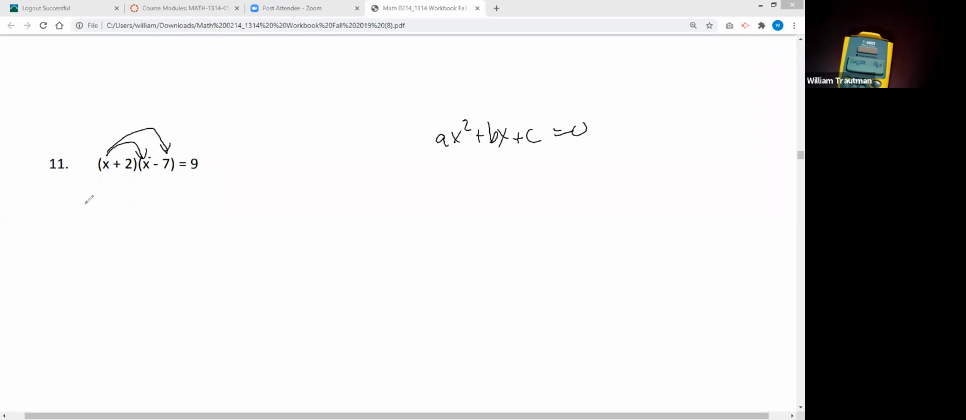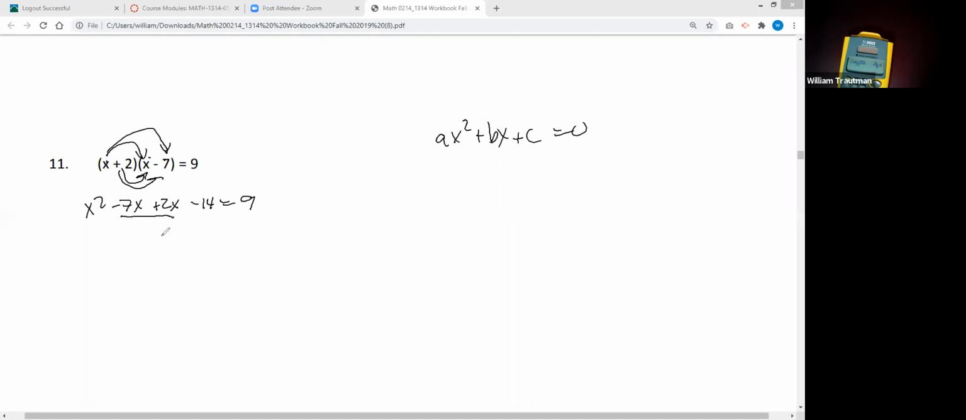x times x is x squared. x times -7 is -7x. 2 times x is a positive 2x. 2 times -7 is -14, equals 9. You see, we're using everything we've done in the past. We're FOILing the left side. We're distributing the left side.